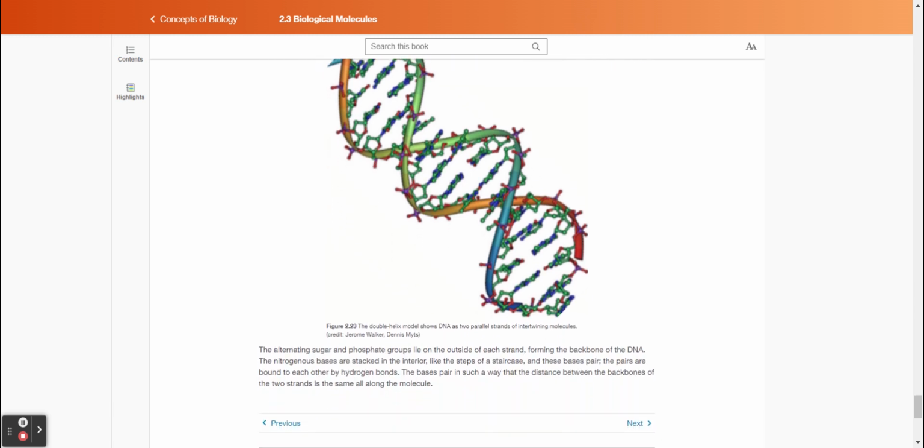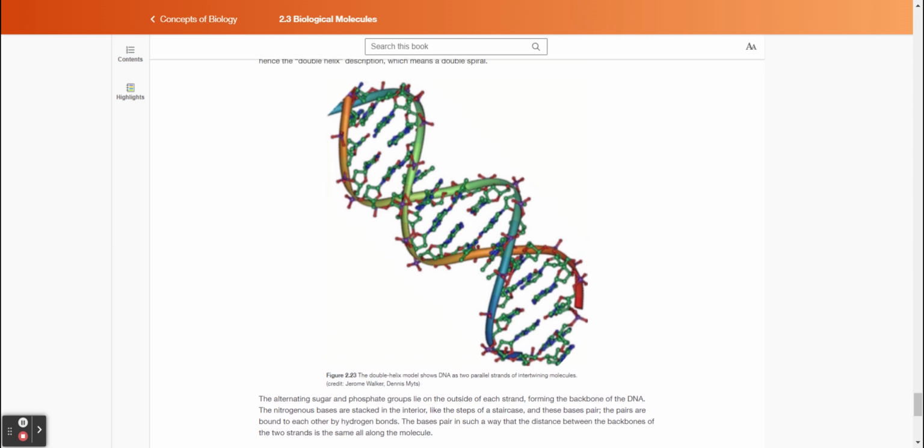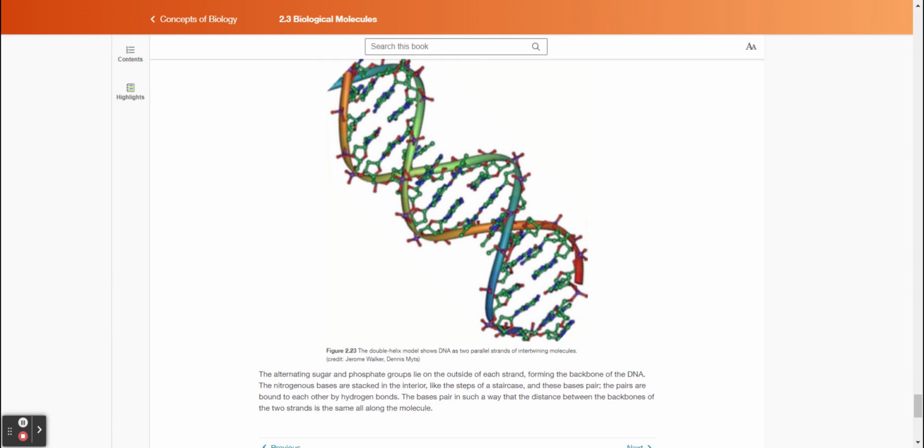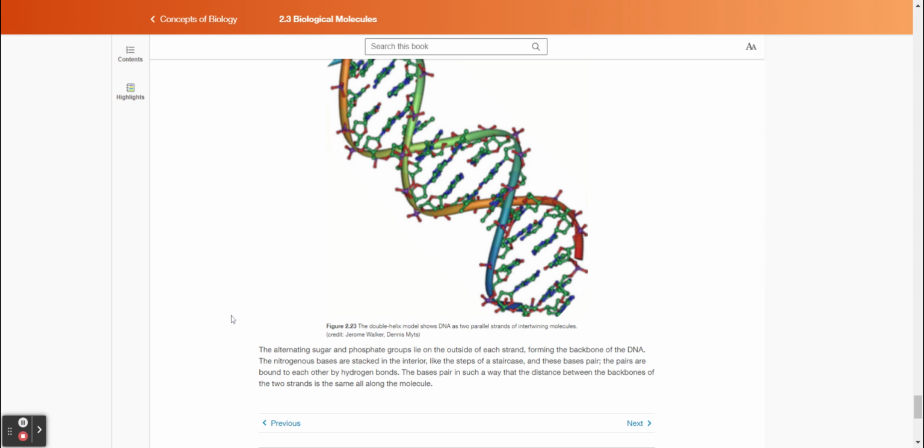Figure 2.23. The double helix model shows DNA as 2 parallel strands of intertwining molecules. The alternating sugar and phosphate groups lie on the outside of each strand, forming the backbone of the DNA. The nitrogenous bases are stacked in the interior like the steps of a staircase, and these bases pair. The pairs are bound to each other by hydrogen bonds. The bases pair in such a way that the distance between the backbones of the two strands is the same all along the molecule.